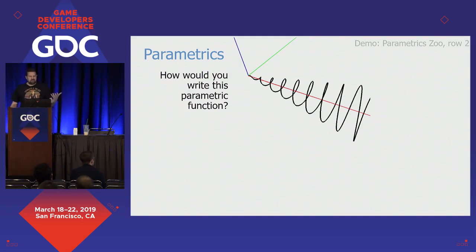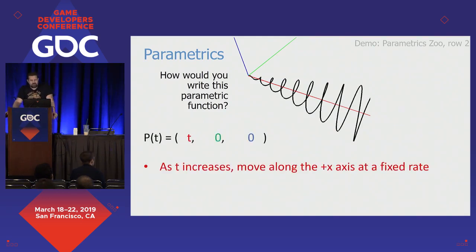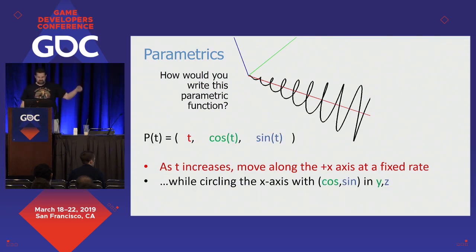So my thought process for this is, I want to start with, well, it's going to be going to the right, it's going east. So I know the x will just be sort of t, right? As t increases, x increases. And then I want to make it spiral around, so that smells like cosine comma sine.